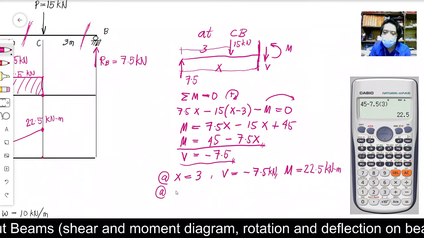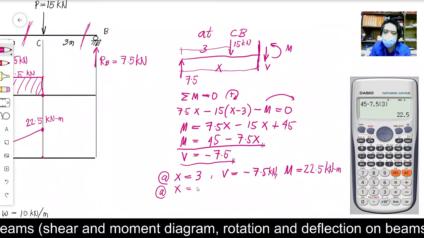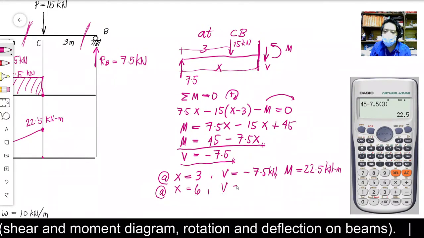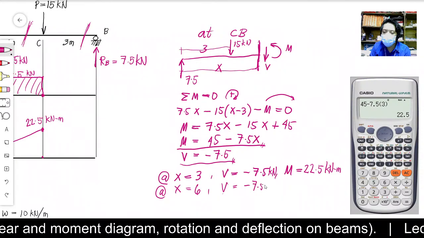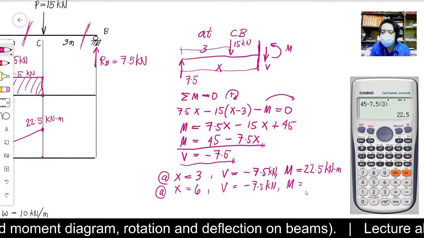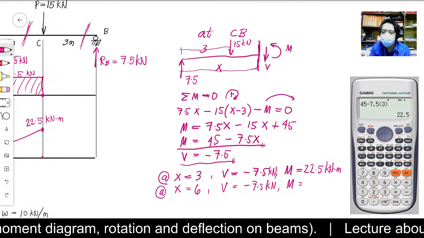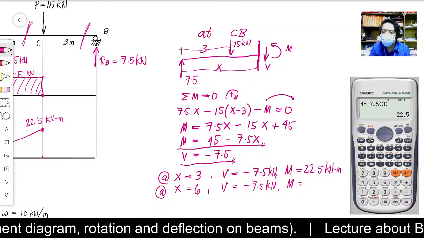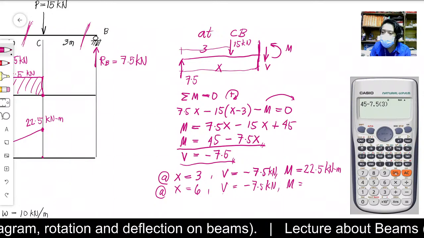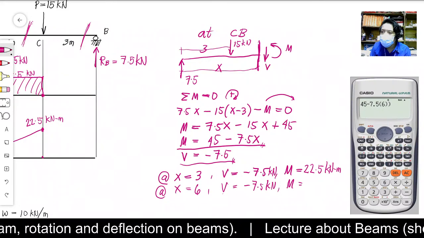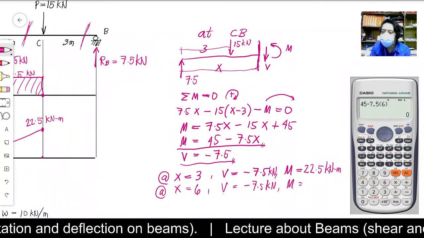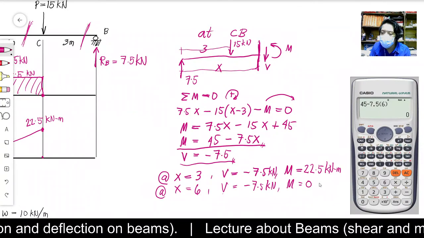At B, x is equal to 6. Your shear is still negative 7.5 kilonewton, and your moment is equal to, when x is equal to 6, we recall the equation right here. So this is 6. The answer is 0. So the moment is 0.